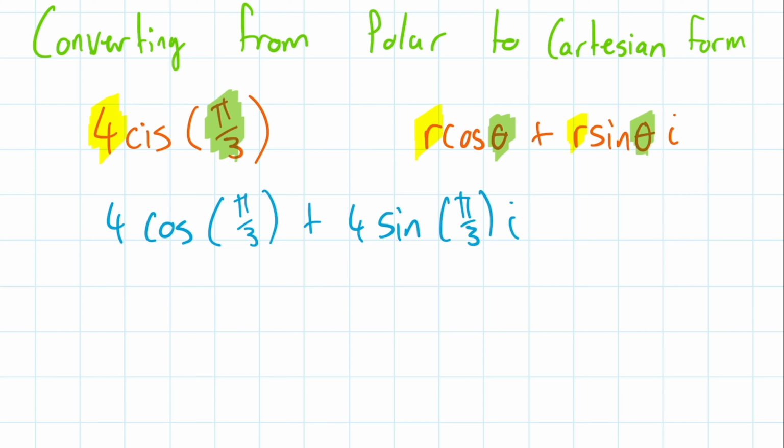Again, using my exact values, pi on 3 is the same thing as 60 degrees, so therefore cos of pi on 3 is going to become a half. So that becomes 4 times a half plus 4 times, well, sine of pi on 3 is root 3 over 2 i. If I simplify all of that down, 4 times a half is going to give me 2 plus, well, 4 divided by 2 is 2, so 2 root 3 i.